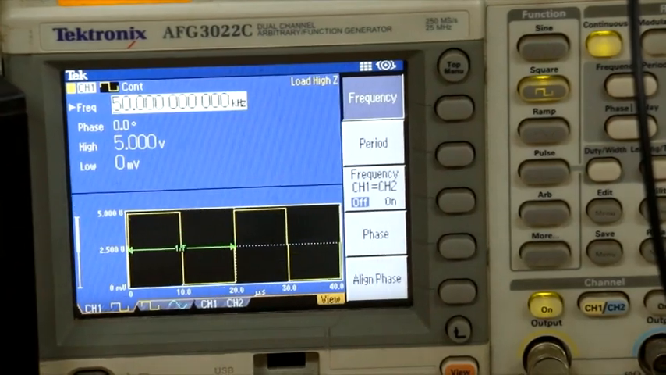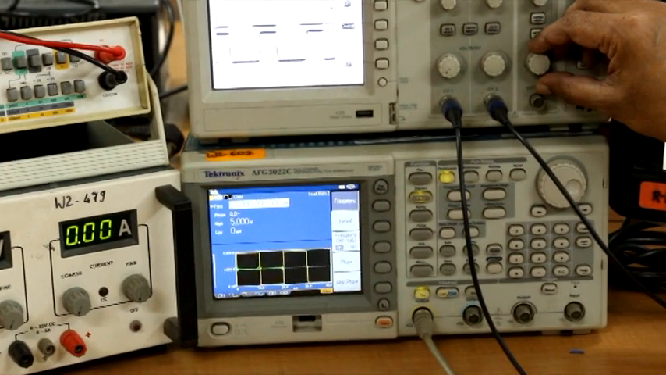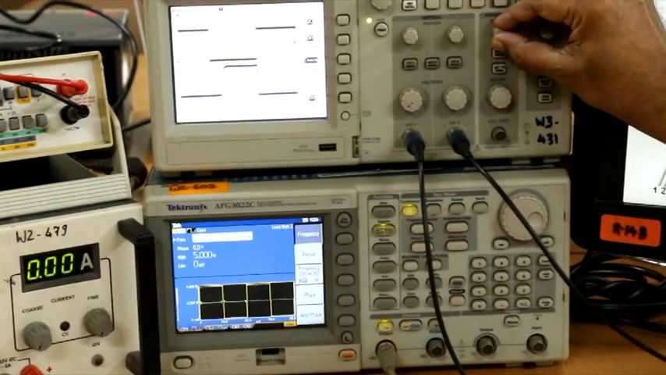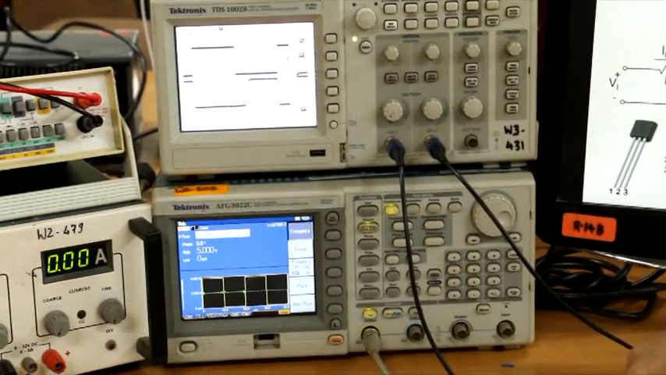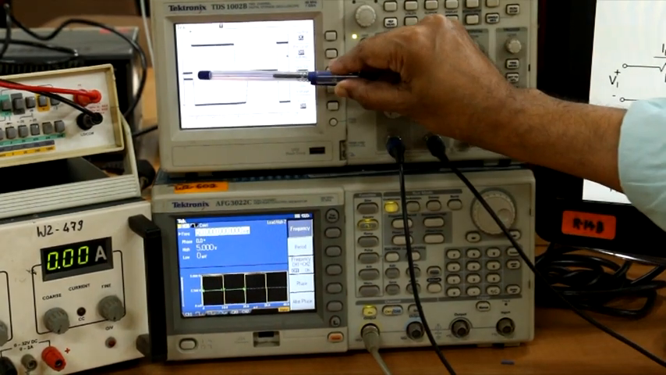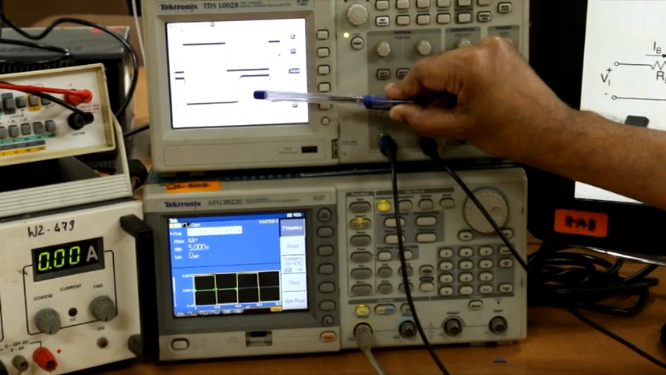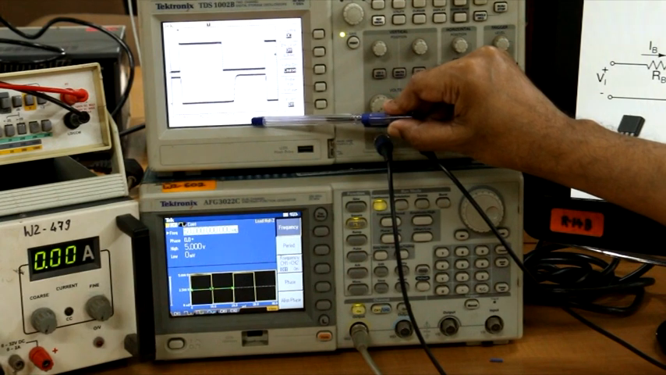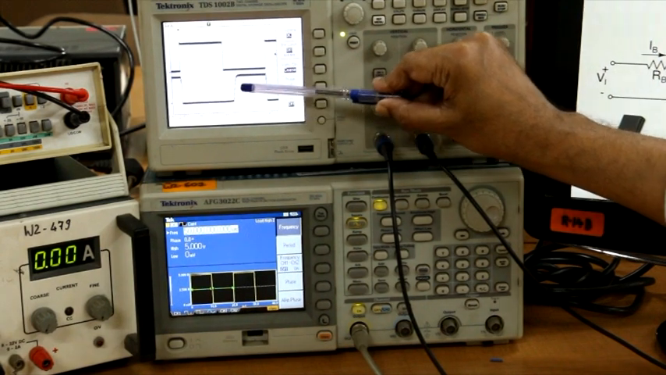Now let me expand the scale, and now you are able to see the delay very well. You are able to see that there is a very large delay. So you can see that here the high to low transition is fairly fast, but the low to high transition is a huge delay. And right now the scale is 2.5 microseconds, so almost 2.5 microseconds is the kind of delay. It is very high.